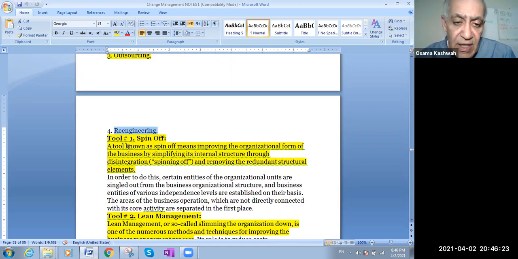Spin off, a tool known as spin off, means improving the organization's form of the business by simplifying its internal structure through the spinning off, okay, and removing the redundant structural elements. So we will change the structure itself of the organization. Instead of using a tall structure, we will use a flat structure. Or instead of using too much centralization, we will tend towards decentralization. So this will help more.